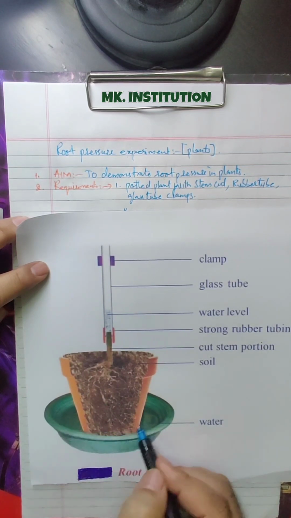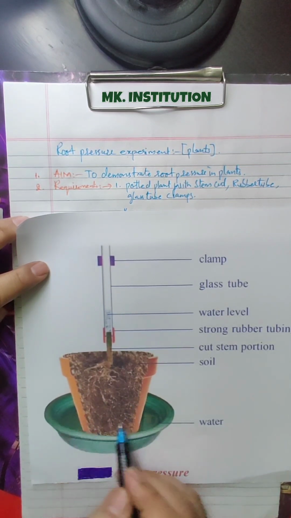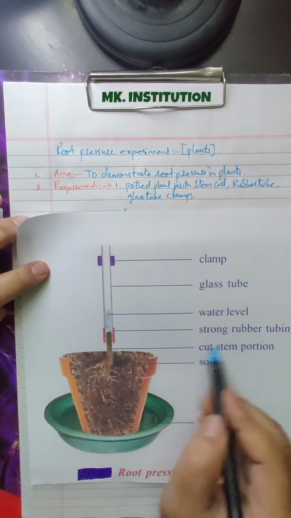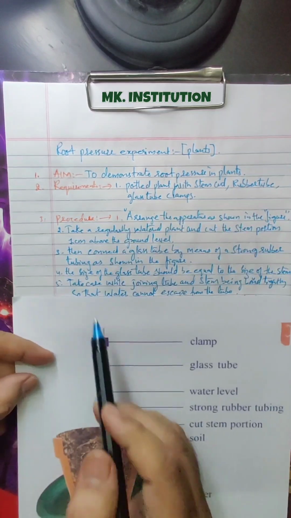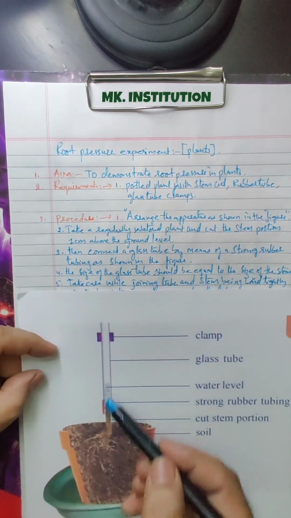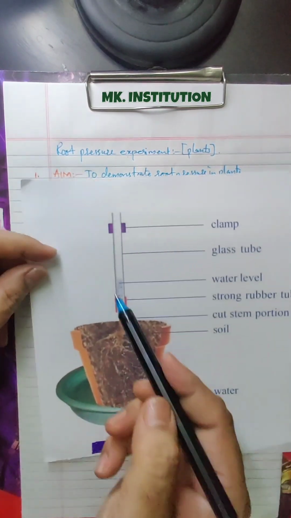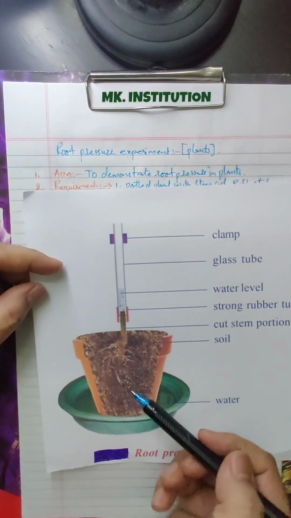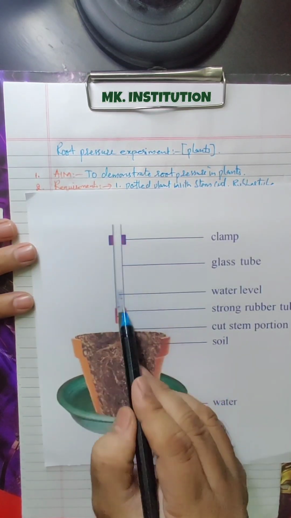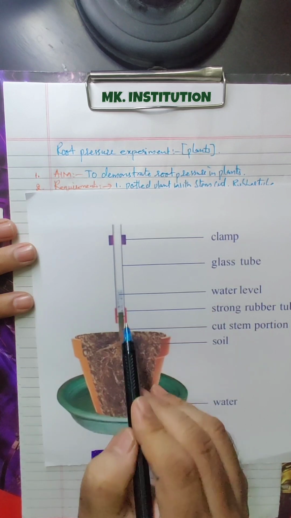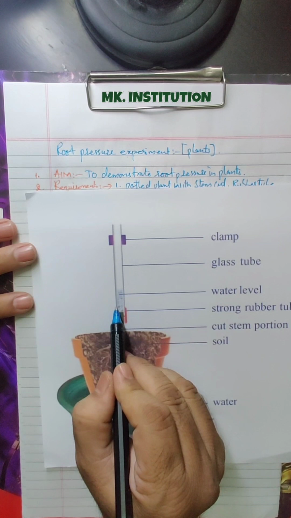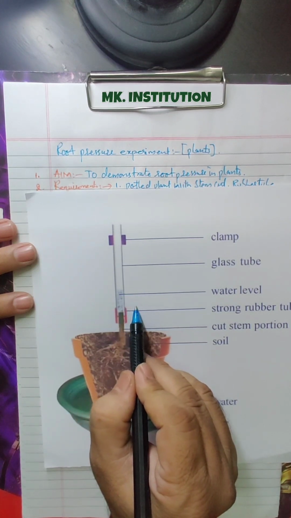Clear? And this is a well watered plant. Potted plant, well watered plant here. So this is the soil here. Cut stem portion, strong rubber tubing. Then connect the glass tube by means of a strong rubber tubing as shown in the figure. You have to draw the figure, so you will get the perfect marks. Clear? Then fill the water. After tying everything, pour the water inside it, so that we can see the water above the rubber tubing. When you see the water there, you mark its level as M1.